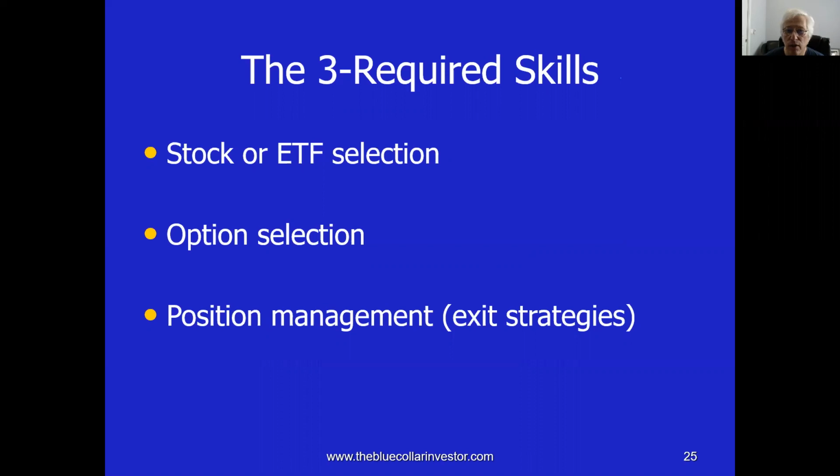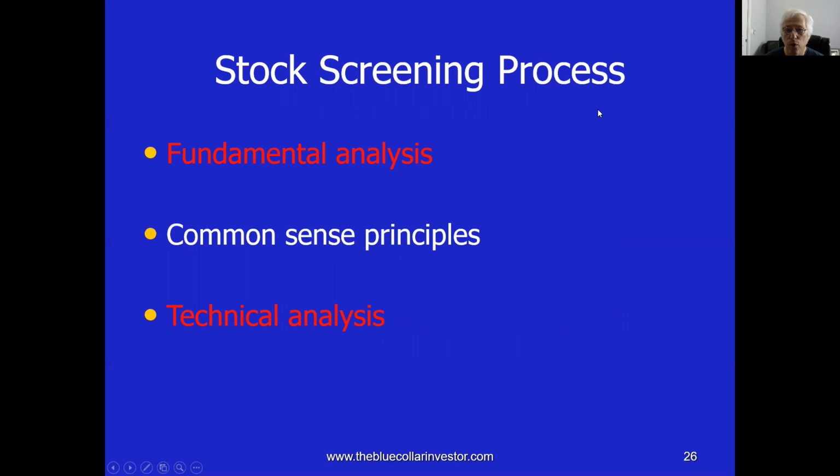Now, for stock selection, we have a 3-pronged process in determining which stocks we're going to use for our short-term option selling. Fundamental analysis, which we'll define in just a moment, technical analysis, reading a price chart, and common sense principles, which we're going to address in Lesson 4. So in Lesson 3, we're going to go through fundamental analysis and technical analysis as we use it in the BCI methodology.